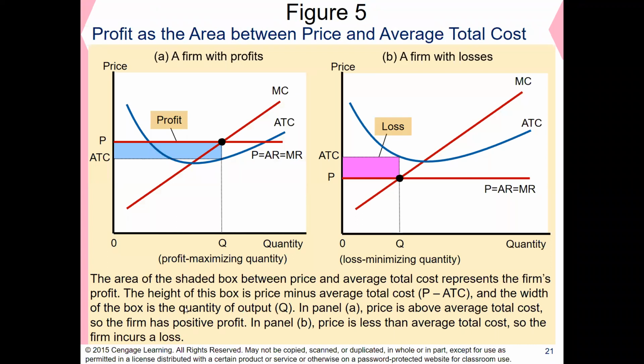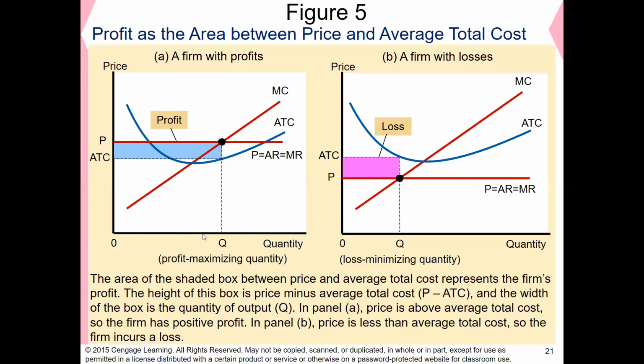So the shaded box here, price over the average total cost, represents the firm's profit. This shaded box, like a rectangle, represents the profit. The height of this box is the price minus average total cost. So this height, the difference, is price minus average total cost. This is the curve of the average total cost. And then with the box of the quantity, in panel A, the price is above the average total cost, where the firm has positive profit.